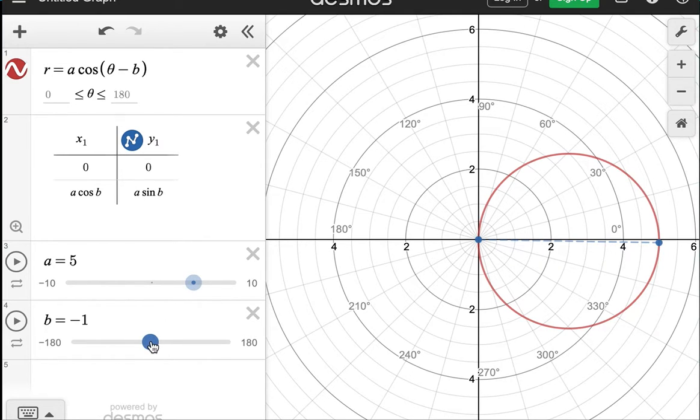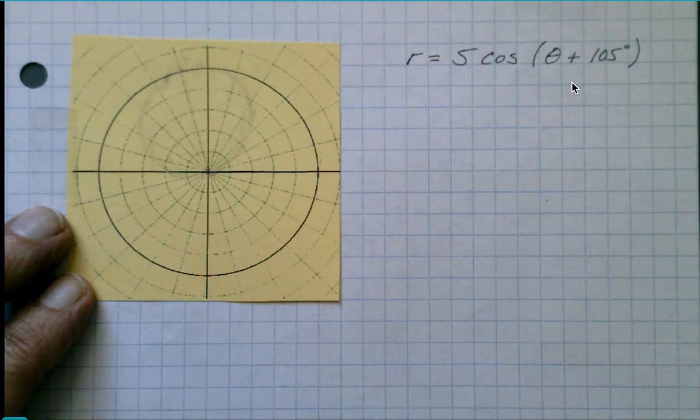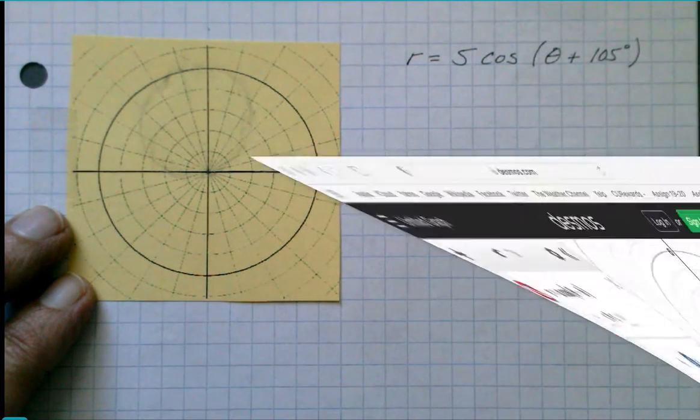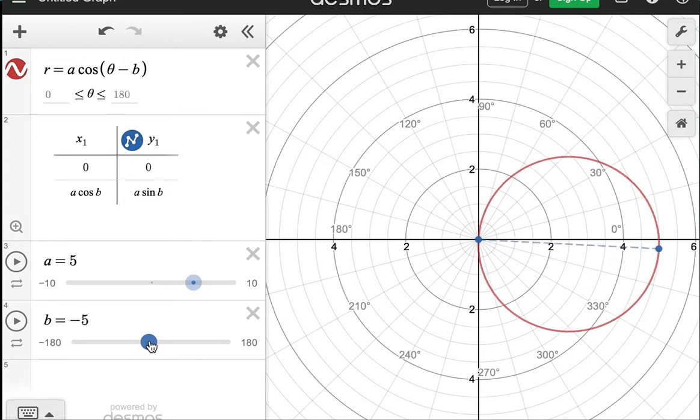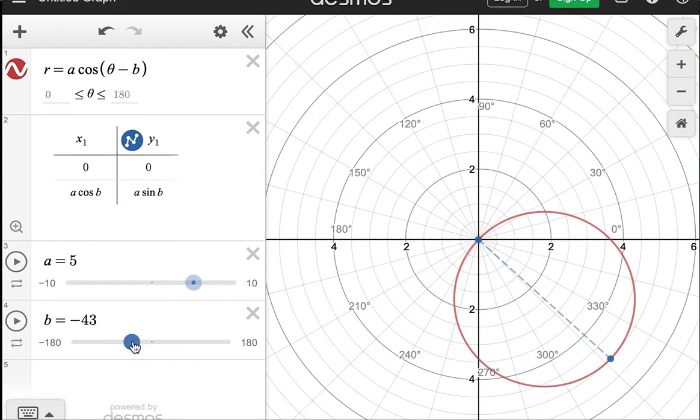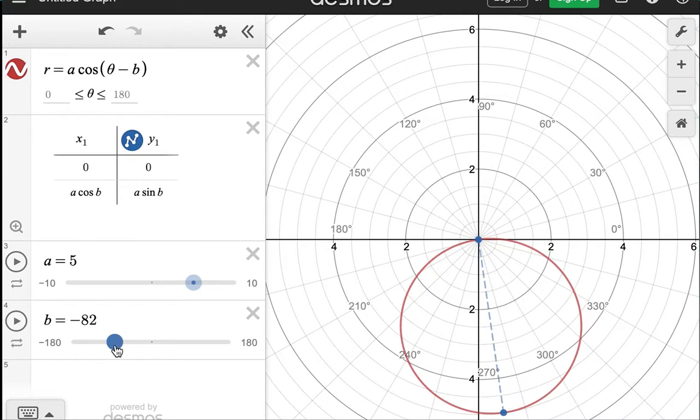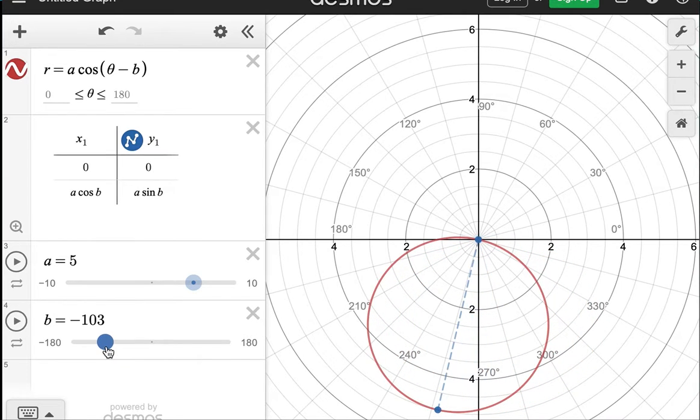And then we have to be a little careful here. Let me get that back to 0. It's theta minus b. Well, in our problem, it was theta plus 105. So we have to think of that as theta minus negative 105. Remember, transformations inside go the opposite way. So I want to set my b to negative 105. Theta plus 105 means I'm going to rotate negative 105 degrees.